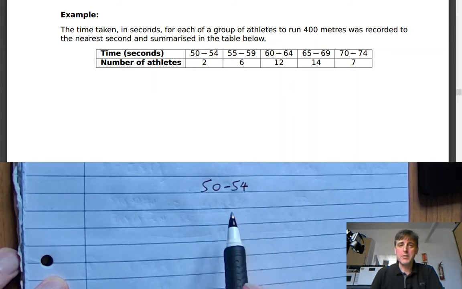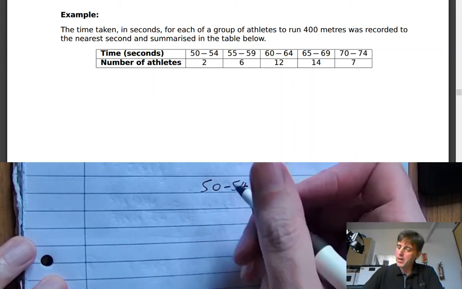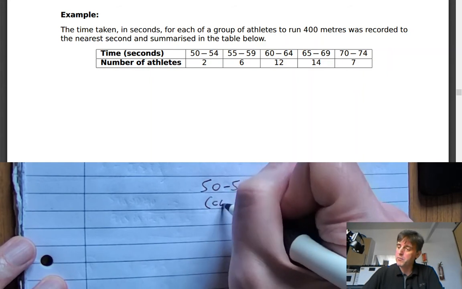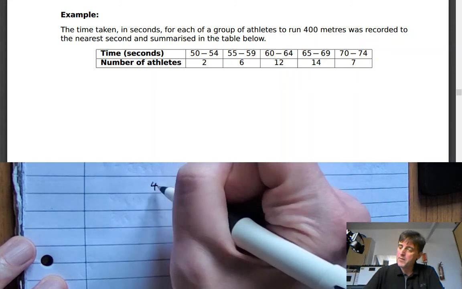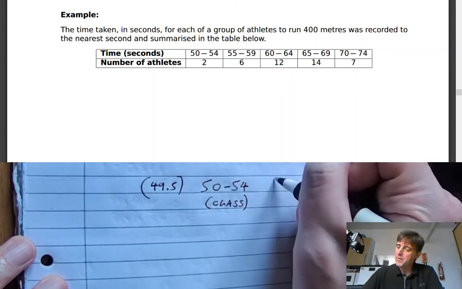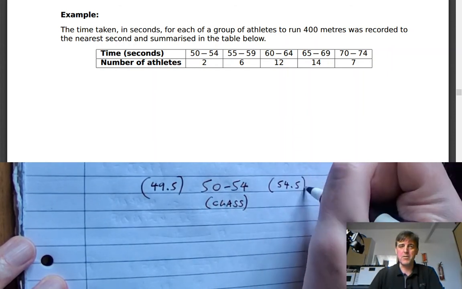Now, let's bring in some technical words here. We would call that not a group, actually. We could call it a group, but the technical word for that is a class. So we have these different classes. That's the word that we use to describe each group in a grouped frequency table like this. The 50 to 54, it doesn't mean that the two athletes that ran 50 to 54 actually ran between 50 to 54. It actually means they ran between 49.5 and 54.5 seconds.